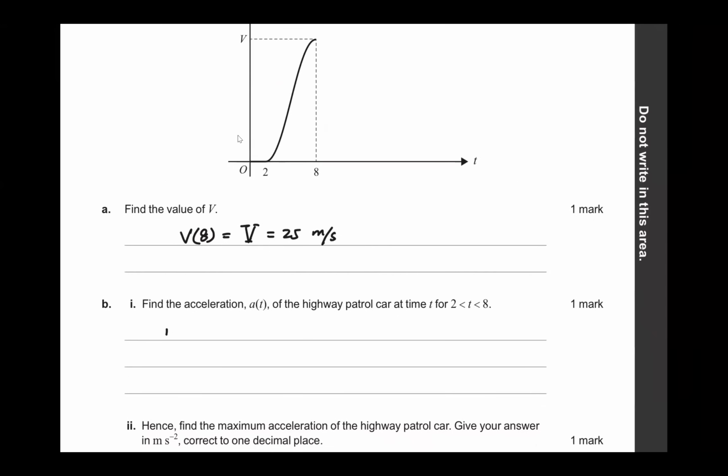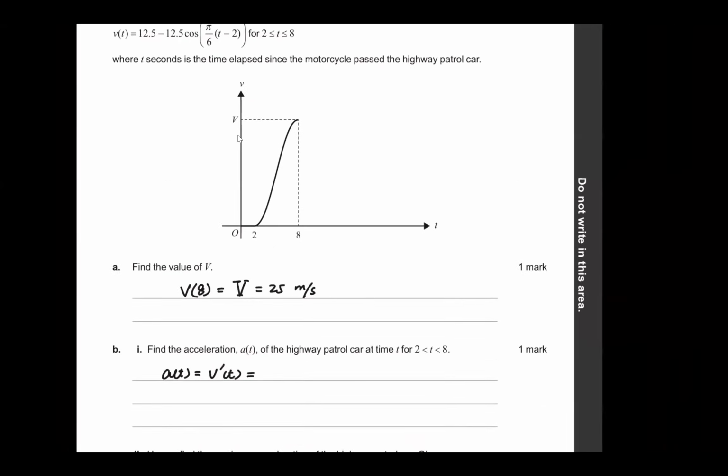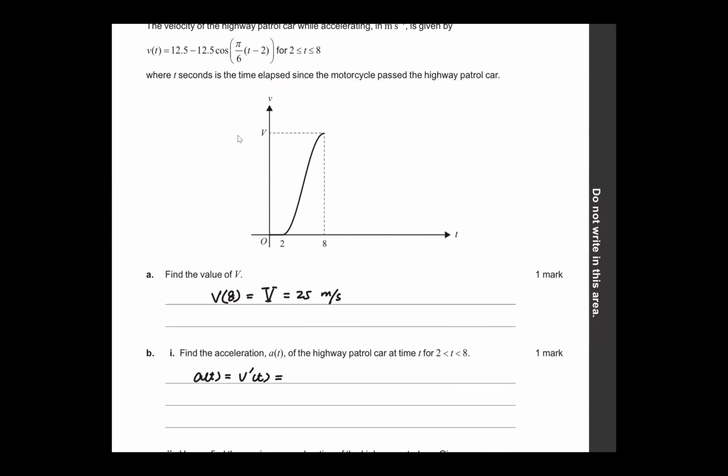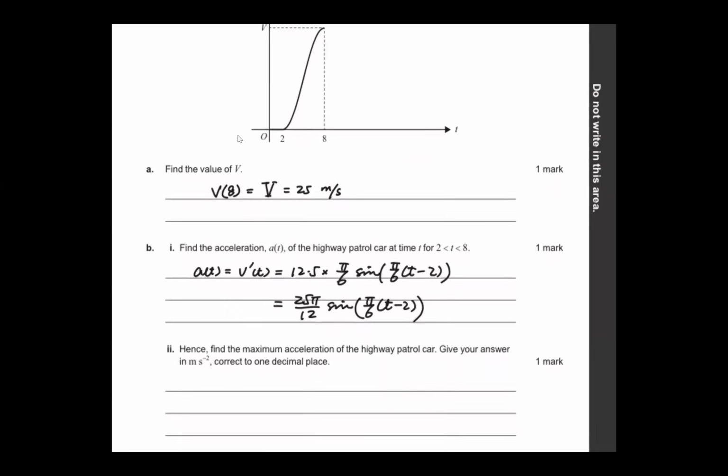Find the acceleration. So a(t) is v dash of t. If you differentiate, you get 12.5 times pi over 6 sine of pi over 6 (t minus 2). And you eventually get 25 pi over 12 sine of pi over 6 (t minus 2). There are other equivalent versions if you don't do it by hand, because your TI or Casio might be able to change the expression in terms of cosine rather than sine.